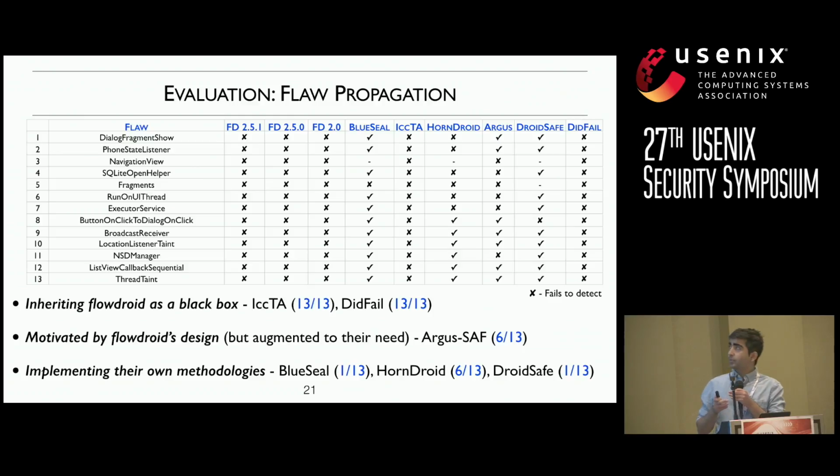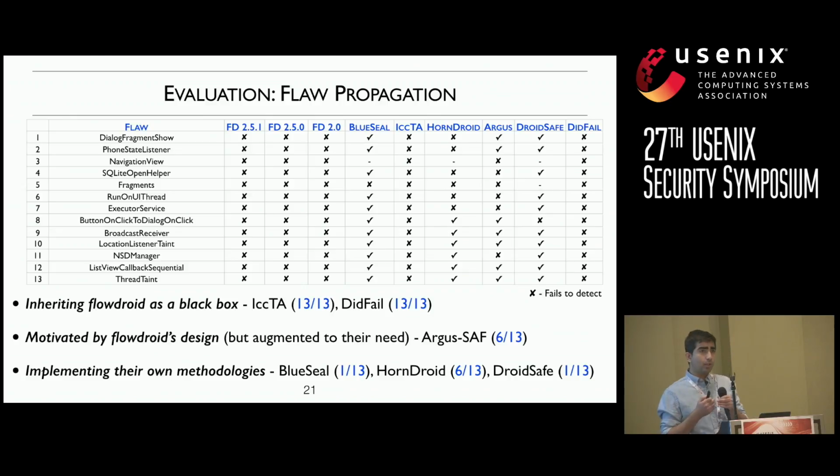The table here represents 6 different tools, along with 3 different versions of FlowDroid, which were released during our study. We tested the 13 flaws. We generated minimal APKs for the 13 flaws we found in FlowDroid, and we ran those APKs against all of these tools. The cross represents the failure of the tool to detect these flaws.